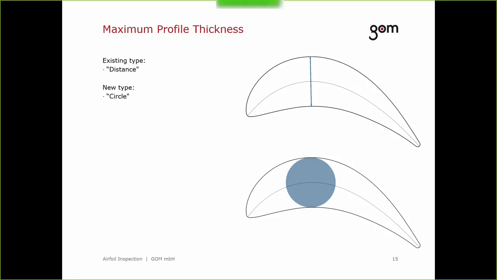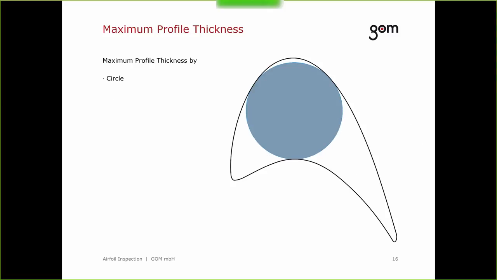In this example, for a nominal section, the difference between the diameter of the maximum profile thickness circle and the maximum profile thickness distance is small and measured at a submicron level. The type maximum profile thickness distance is important for measuring the maximum profile thickness of highly cambered airfoils. I will explain this in more detail on the next slide.